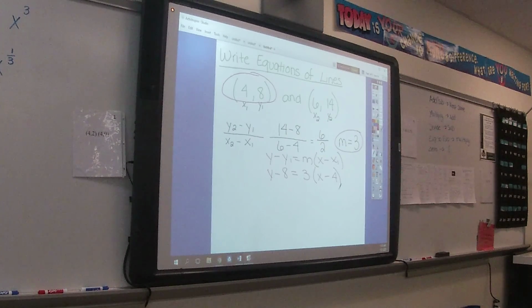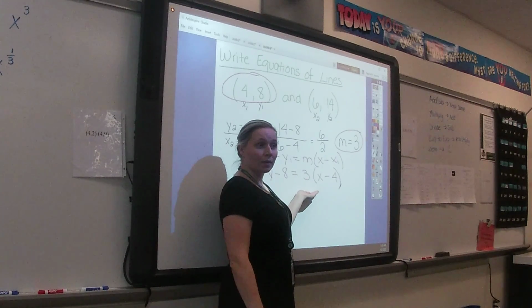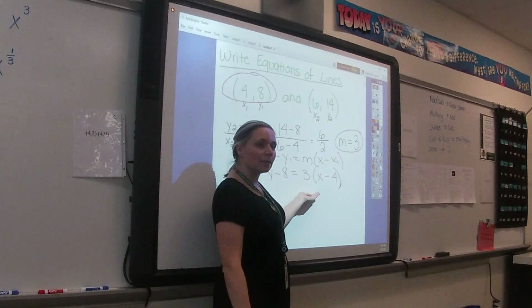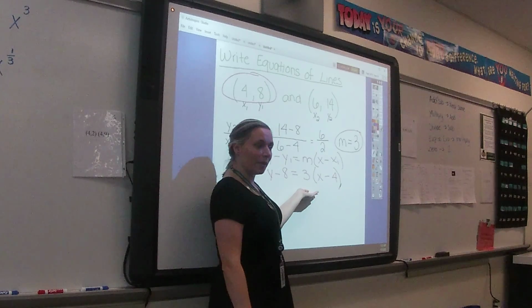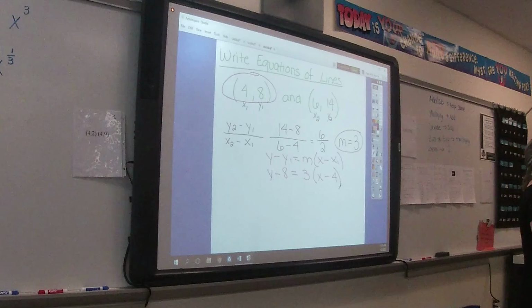Why does y need to be alone and why do we need this in slope intercept form? Because that's the rule. No, we're trying to write an equation of a line. Is this the equation of a line? Is it an equation? Will it make a line? This is the equation of a line. Okay, so then we just plot it. So why do I need to solve this for y?